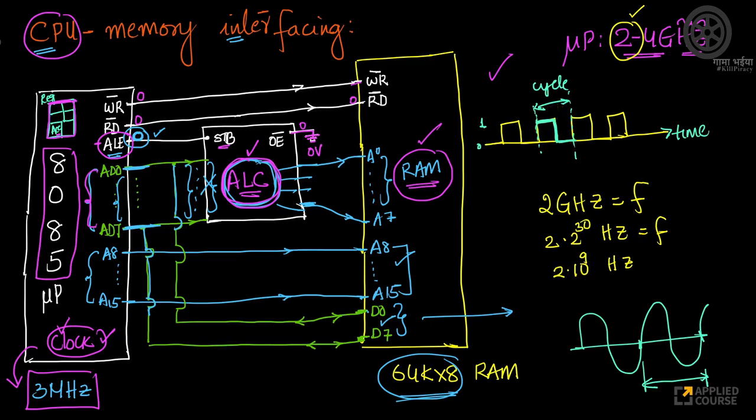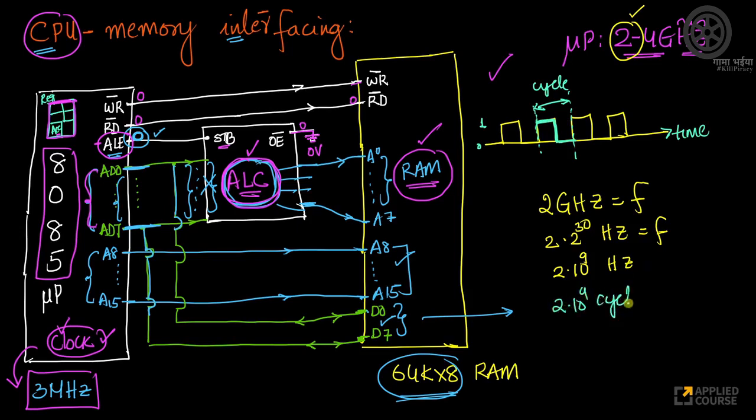Now 2 into 10 power 9 hertz basically means this processor's clock can do 2 into 10 power 9 cycles per second. Hertz basically means cycles per second. That's what this means. It can do these 2 into 10 power 9 cycles. Now what does that mean? It means this width in time is called the time interval of one cycle, or one cycle time.